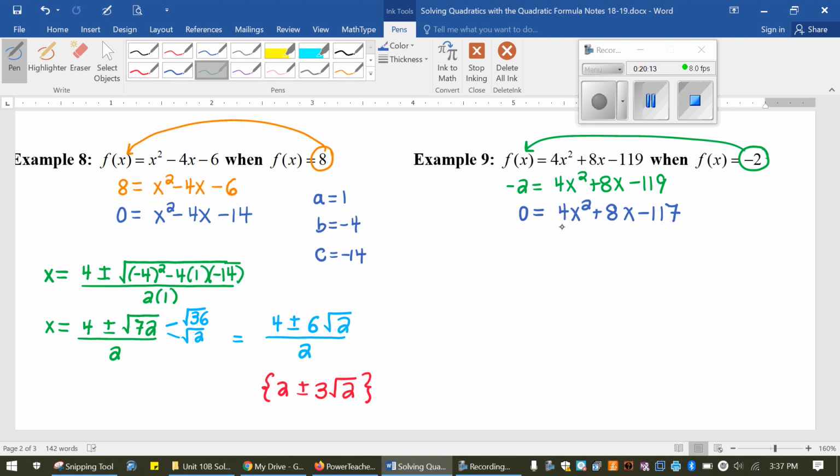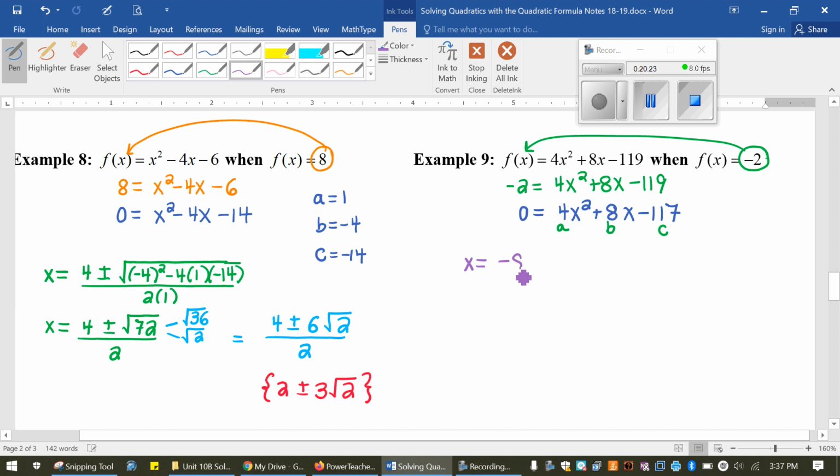All right, so my a is 4, my b is 8, and my c is negative 117. So x equals negative 8 for my opposite of b, plus or minus the square root of 8 squared minus 4ac, all over 2 times a.